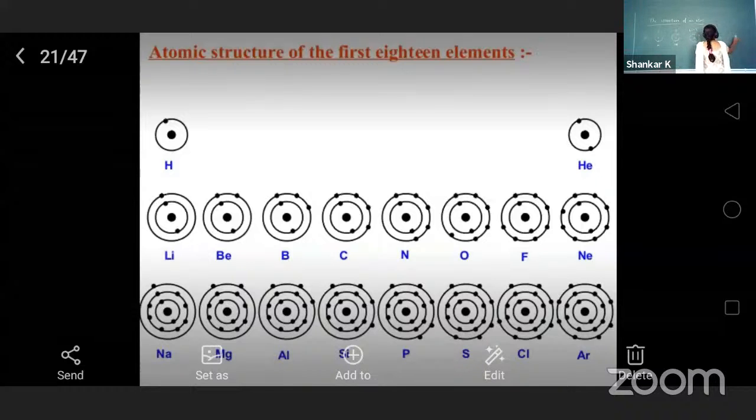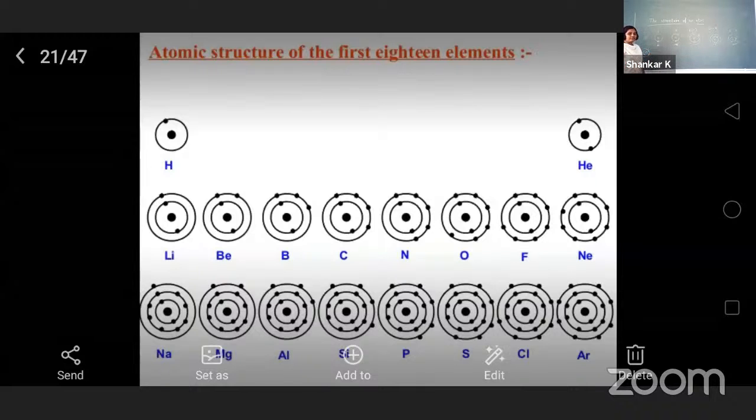Boron has atomic number 5. In the first cell, I will put 2, and in the second cell 3 electrons. Carbon has atomic number 6. So here 2 in the first cell, and in the second cell 4 electrons, because up to 8 electrons can be present in the second cell.